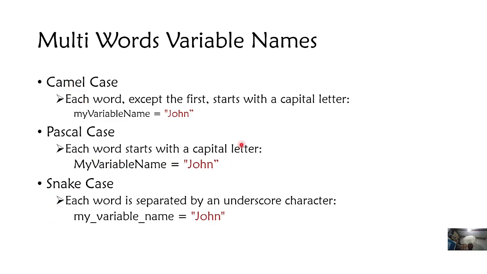These are three different variable names, the ways you can name them. I've got the camel case, where each word within the variable name starts with a capital letter, except the first letter of the first word, which is m here. Pascal case means each and every word starts with a capital letter. For snake case, two words can be divided by an underscore, or three words can be divided by an underscore.